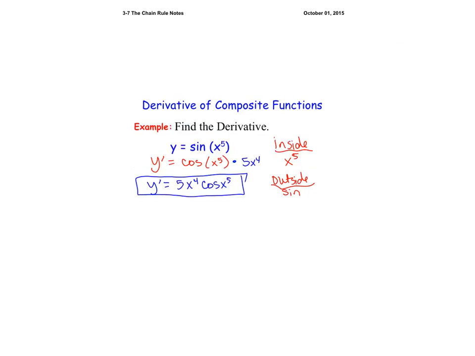Alrighty, find the derivative of sine of x to the 5th power. So the derivative of sine is cosine. So we have cosine of x to the 5th, and then multiply by the derivative from the inside, which is 5x to the 4th, and we end up with this.